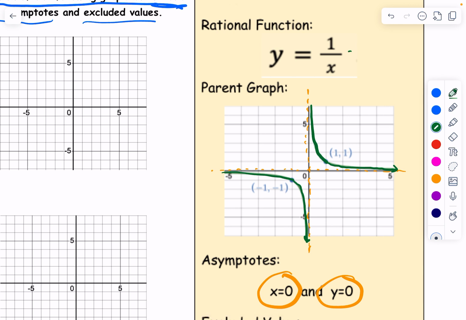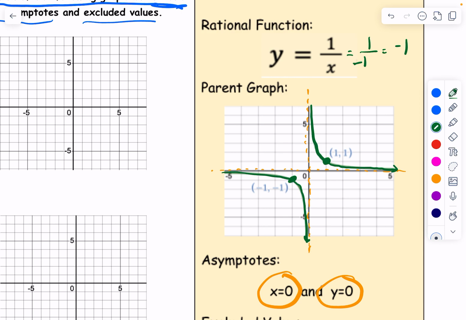Basically the key point is substituting a 1 in, I would get 1 over 1, which means I'd have a 1. And substituting a negative 1 in, I would get 1 over negative 1, which is going to be negative 1. Okay? So those are just two key points, and that tells you how far away from the x-axis it is. And there's no stretch. This is the most basic one.